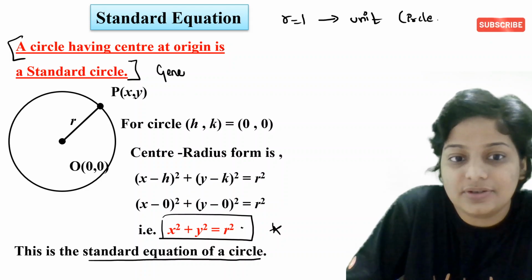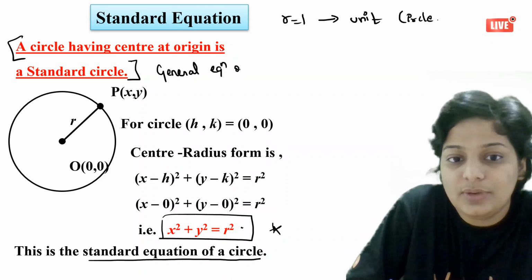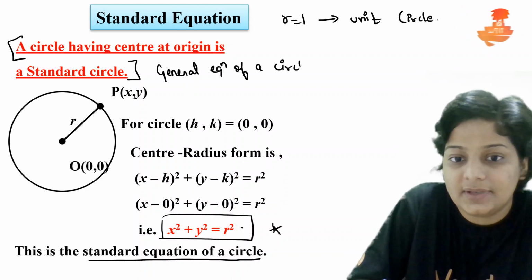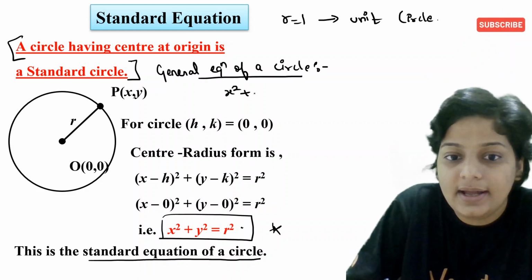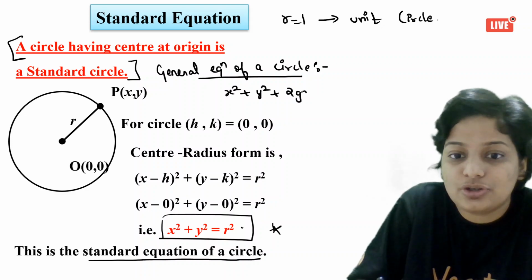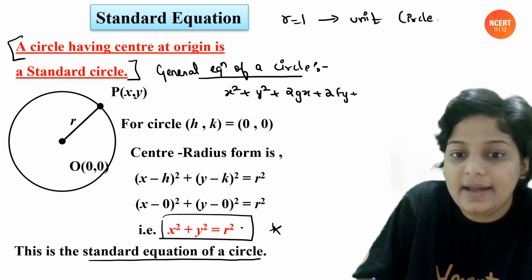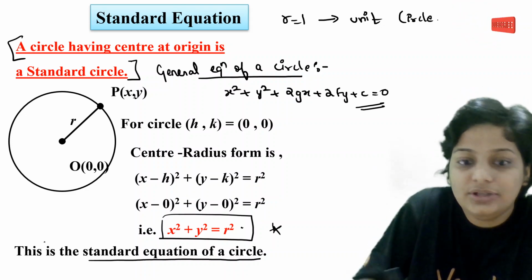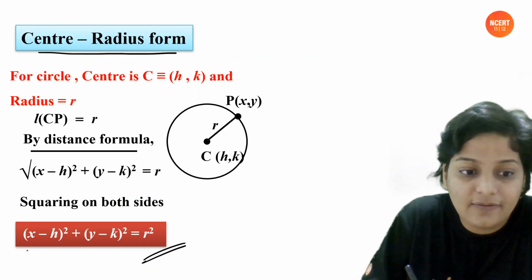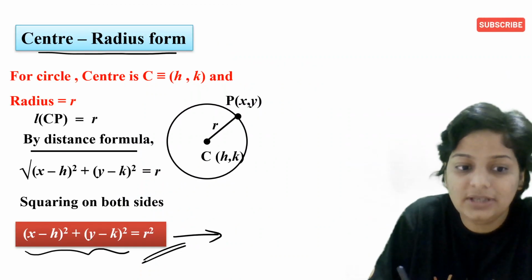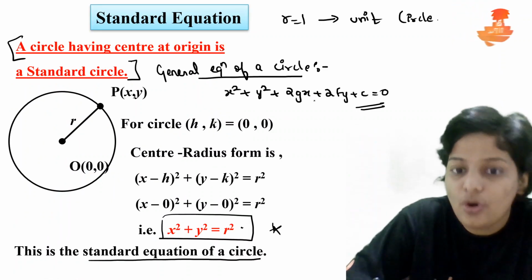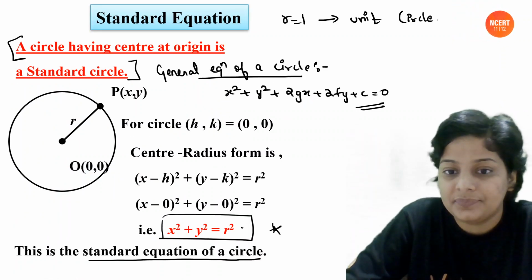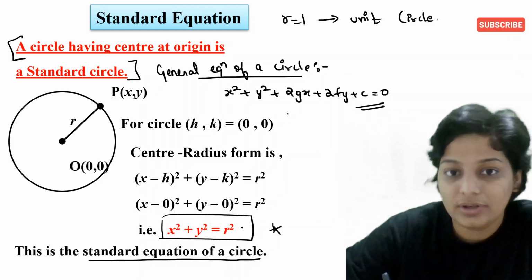General equation of a circle. It is obtained from the center radius form itself. It's x² plus y² plus 2gx plus 2fy plus c equal to 0. This is the equation that I have obtained after I open this. When you open it, h and k in general, the new terms g and f come in. You will learn about this more later on.